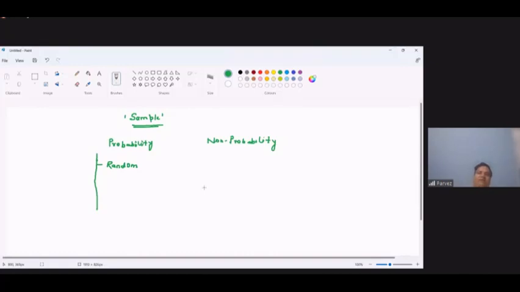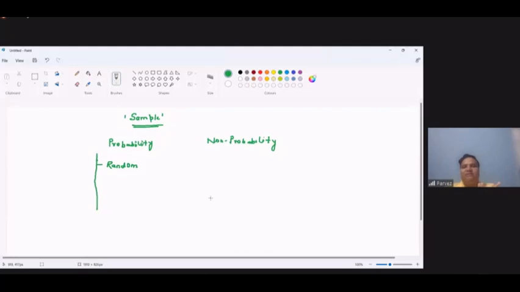How will it be equal? Suppose there are 10 students in a class. Out of 10, I have to select anyone. If anybody I choose, the probability will remain the same, 1 by 10. Out of 10, 1. So 1 by 10. That is what we call probability.